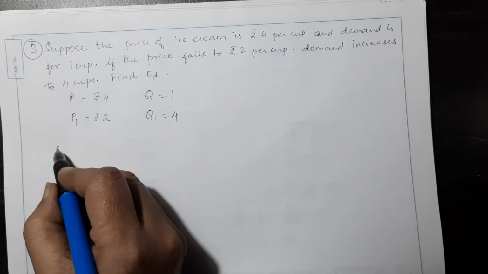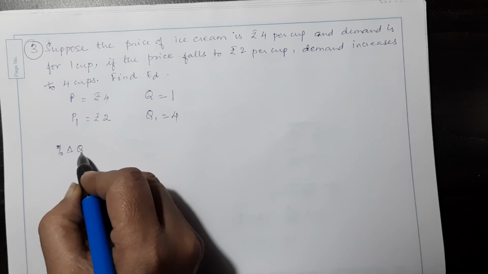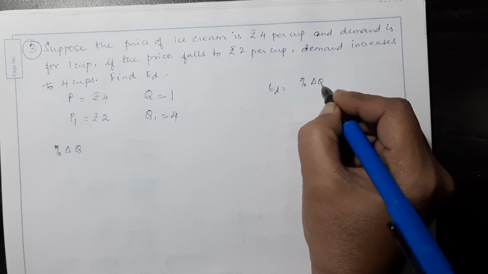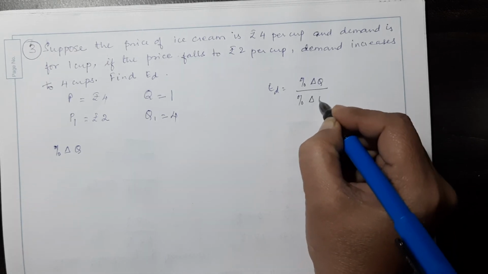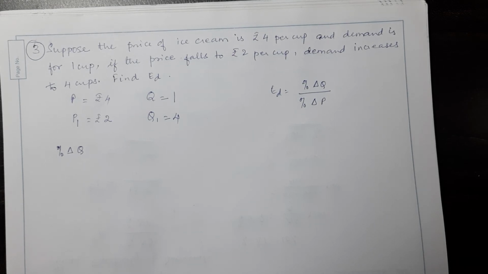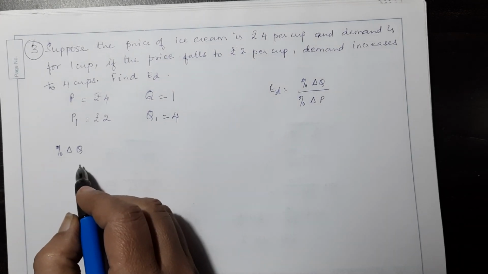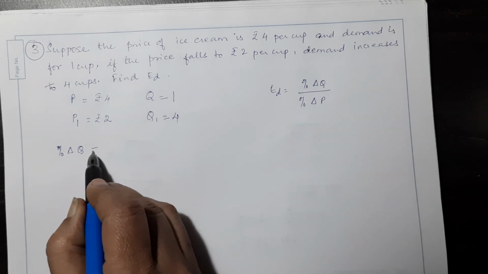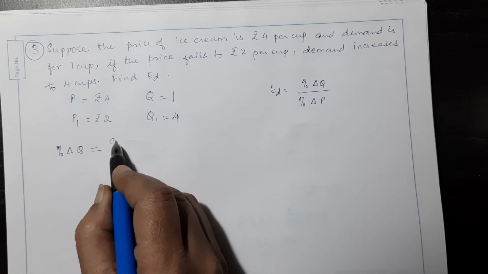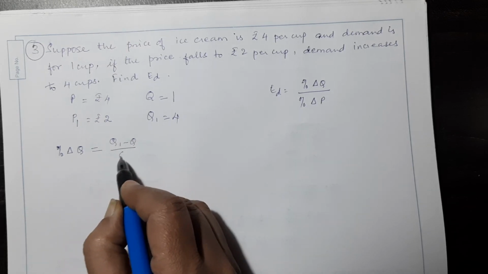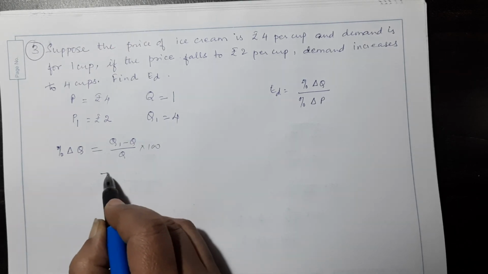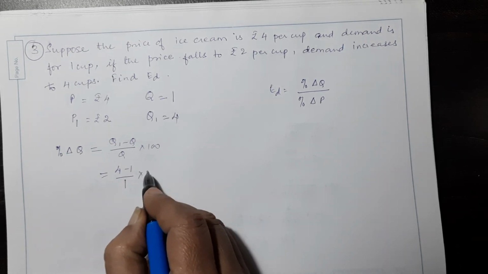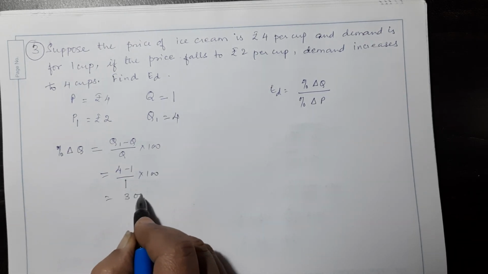Okay, now we have to calculate ED. Now, how do we calculate percentage change in quantity demanded? We want this because ED is equal to percentage change in quantity demanded by percentage change in price, isn't it? So, we will first calculate this. Then we will find out the value for ED. Now, percentage change in quantity demanded is equal to Q1 minus Q by Q into 100, isn't it? So, Q1 is 4 minus 1, 1 is the quantity, by 1 into 100. So, this is equal to 300.